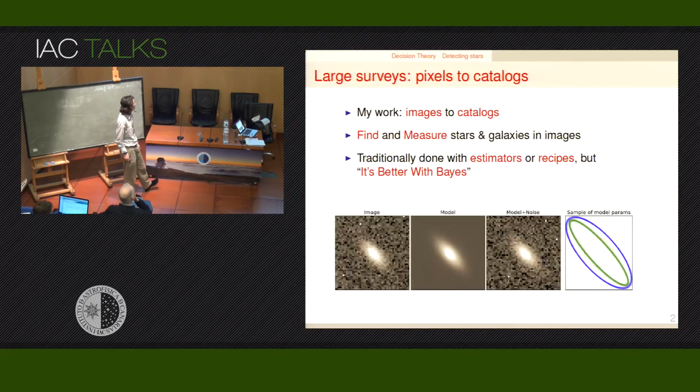Here, just to give a flavor of what I'm trying to do in my work, on the left is a little postage stamp of a galaxy. In the middle, a parametric model of that. It's actually just a really simple model that says it's an exponential profile galaxy convolved by the point spread function. And that produces a pixel-by-pixel model of what the image ought to look like.